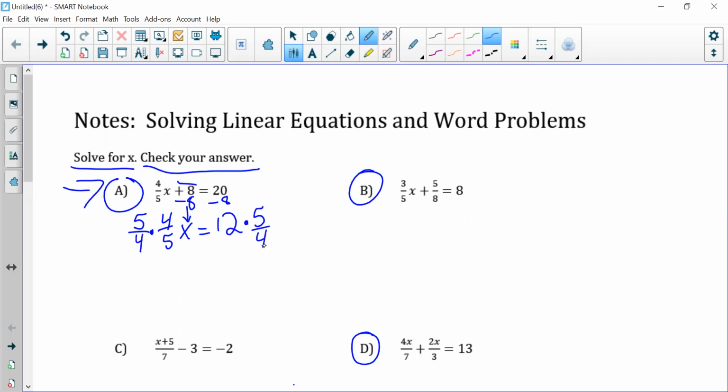And let me show you how. You remember when we have the same number in the numerator as we do in the denominator, they cancel out. So 5's cancel with 5's, 4's cancel with 4's, that leaves me with just x on this side.